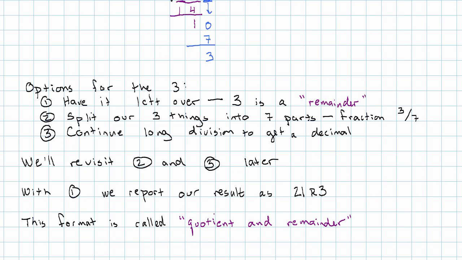Why? Well, there's the quotient, 21. Remember, that's the result of the division. And that's the remainder, 3. So when we report our result as quotient and remainder, that means we say the quotient, we say R to tell the people reading that we're introducing a remainder, and then we say the remainder.